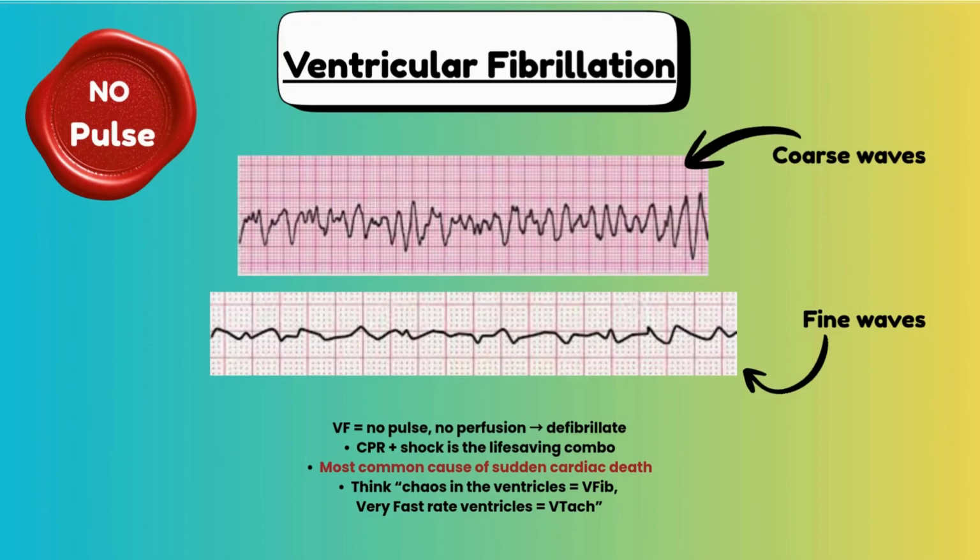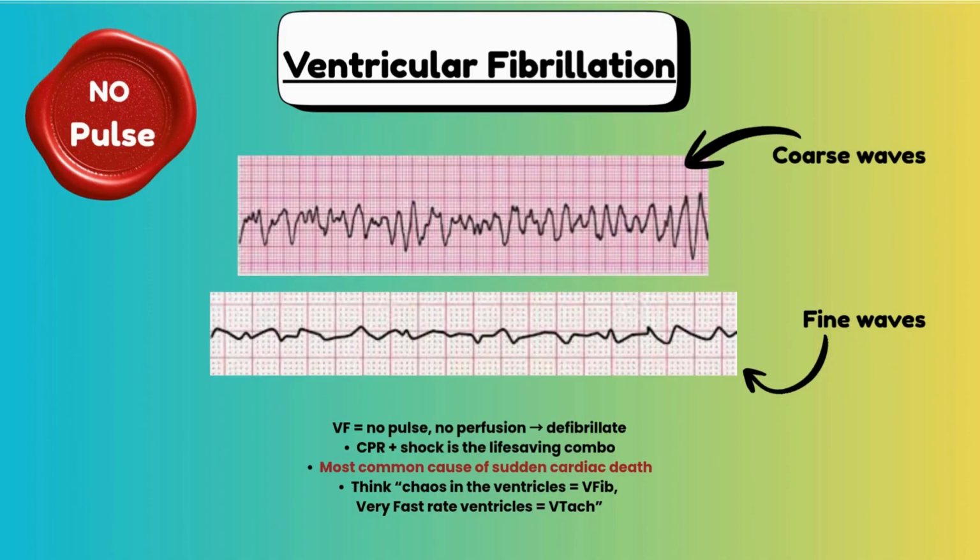VTAC may or may not have a pulse, but VFib never has a pulse. So we call code blue, begin CPR, and defibrillate as soon as possible because defibrillation is the goal here. It's what's going to shock and slap that chaotic electrical current going through the ventricles and bring it back to sinus. CPR alone is not enough for ventricular fibrillation. So in this case, we shock our patient with the mode of defibrillation, not synchronized cardioversion.